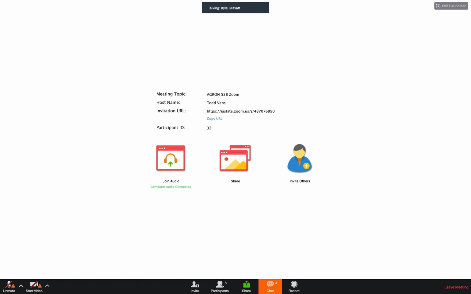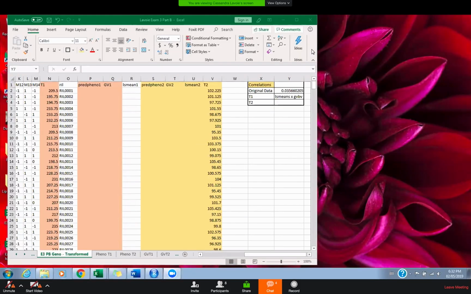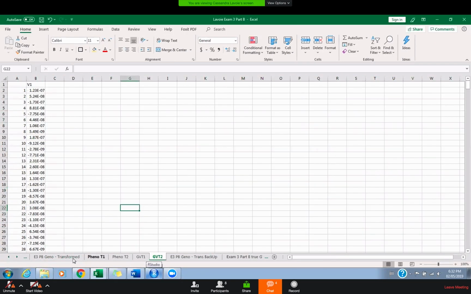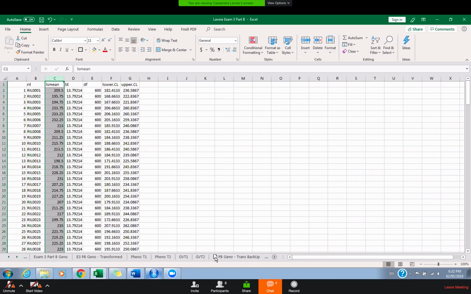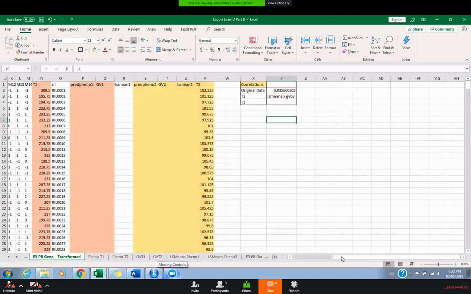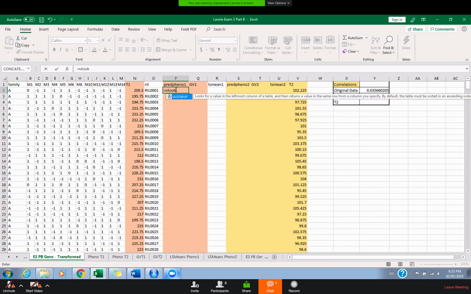You want to share your screen? Yes, absolutely. Here's my spreadsheet, and then I brought these in here. All right, so you have everything you need in the same workbook. Yes. So go to your predicted pheno and wherever you want the information to go. I have a backup just in case, and then I have this one that I'm working in. So go to predicted pheno, your first. Yep, and just enter equals VLOOKUP. Yep, click on it.